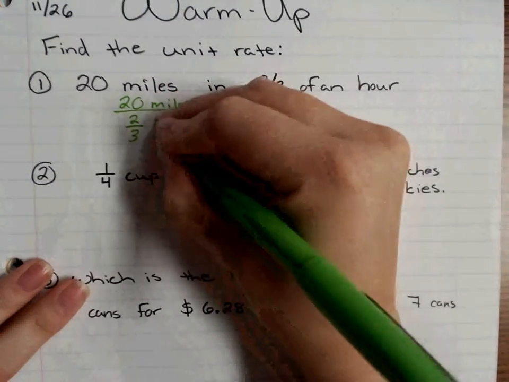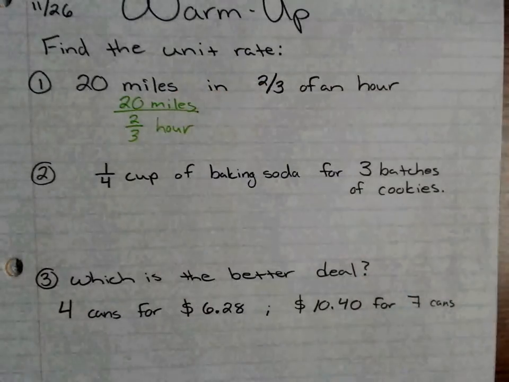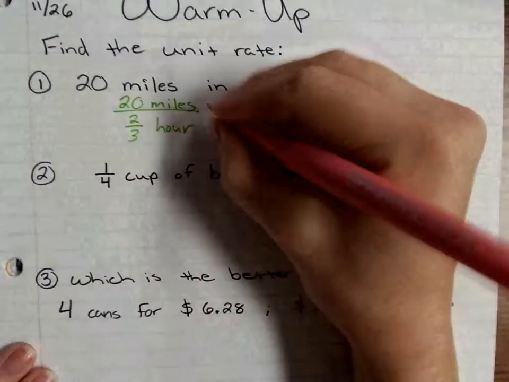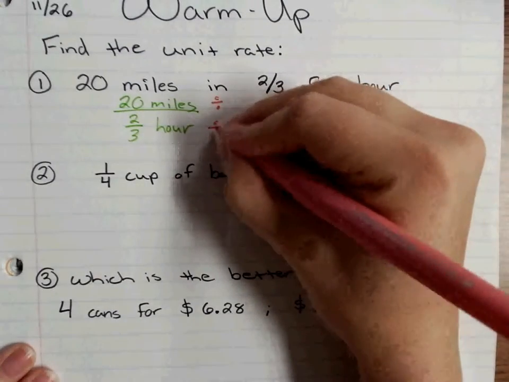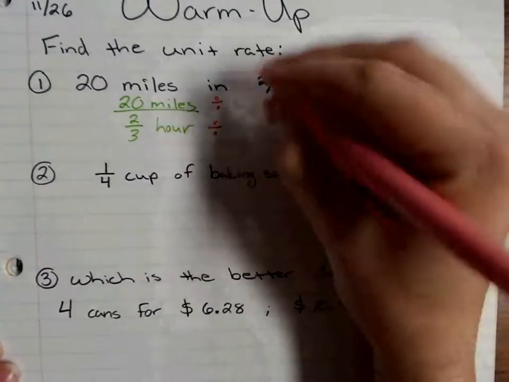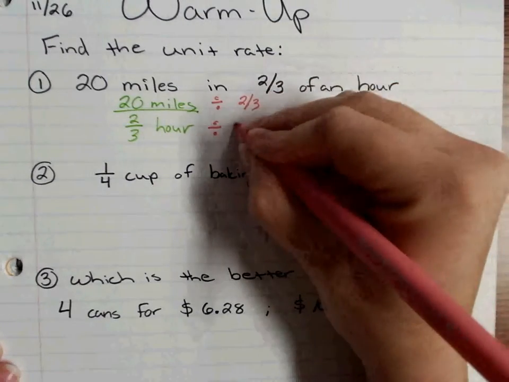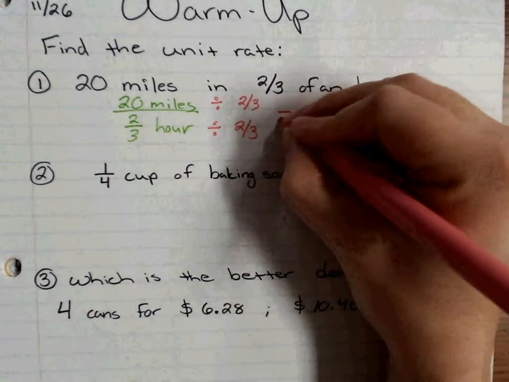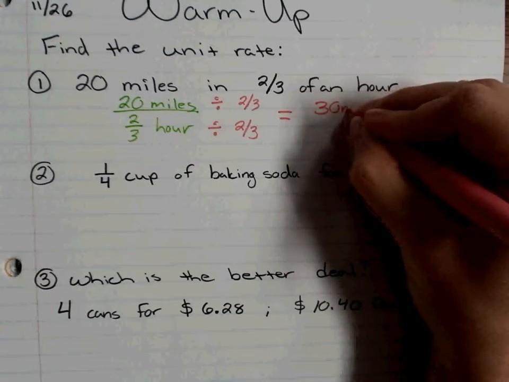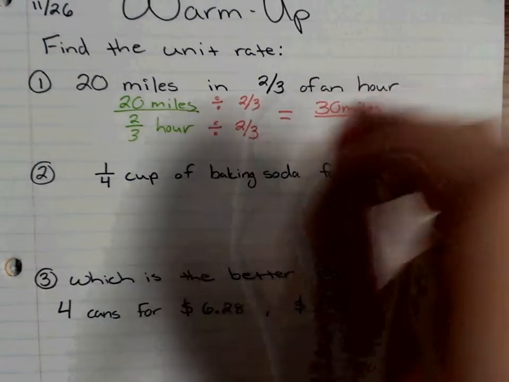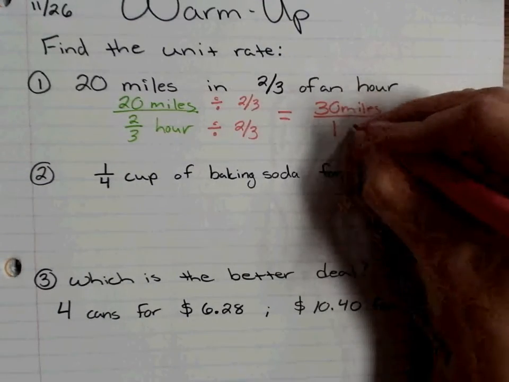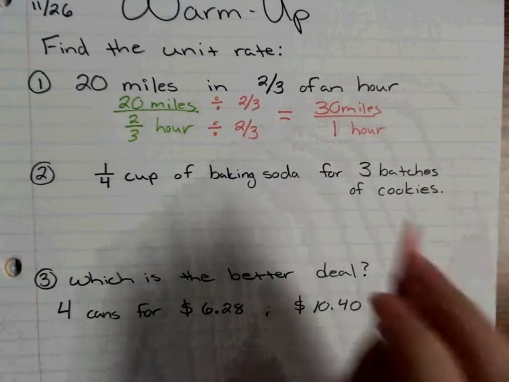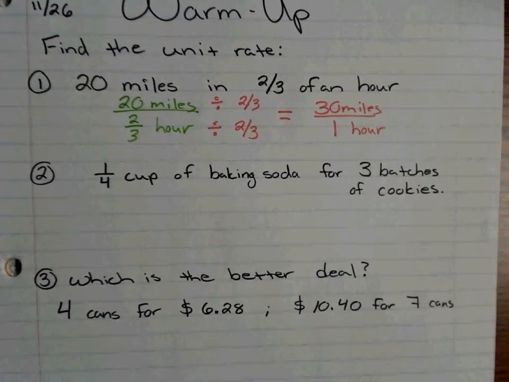And to get it to a unit rate, you're going to divide both the numerator and the denominator by whatever the denominator's measurement is. So we're dividing both of these values by 2/3. If we divide 20 by 2/3, that's going to give us 30, so it's 30 miles. And then 2/3 divided by 2/3 is 1, so it's 1 hour. So it's 30 miles per 1 hour. You could write 30 miles per hour or 30 miles over 1 hour. Either of them is fine.